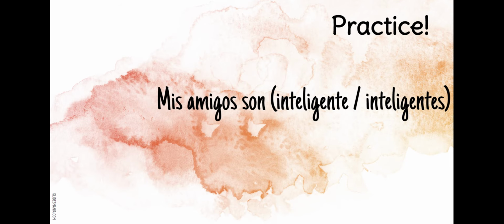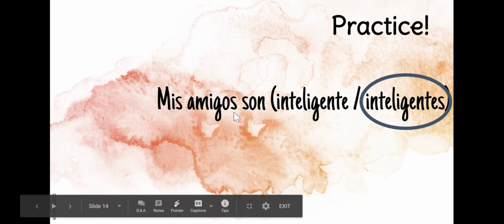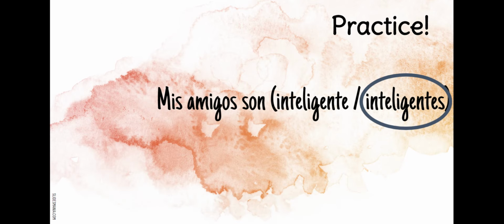Mis amigos son inteligente or inteligentes. Remember that if your adjective ends in an E or a consonant, we don't have to worry about gender and we're just dealing with singular or plural. Since I have more than one friend, noted by the S on amigos and the S on mis, I should go with inteligentes. Mis amigos son inteligentes. My friends are intelligent.